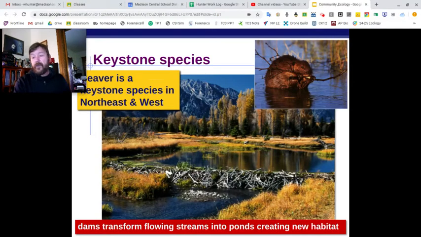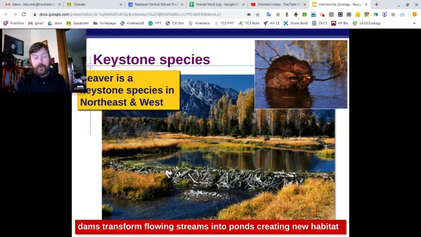The beaver, also a keystone species. They can create new habitats. They're really important in the Northeast and the Northwest. We obviously have plenty of them around our area. They are really important in this habitat production.